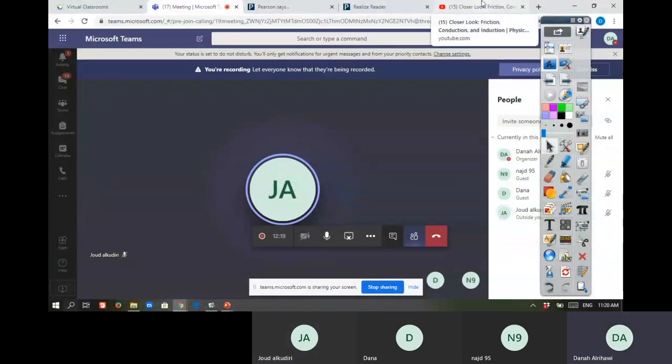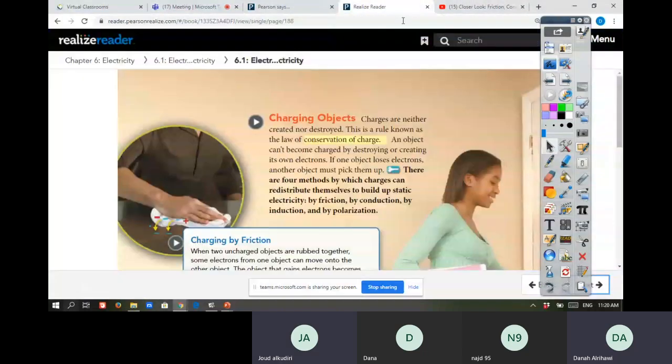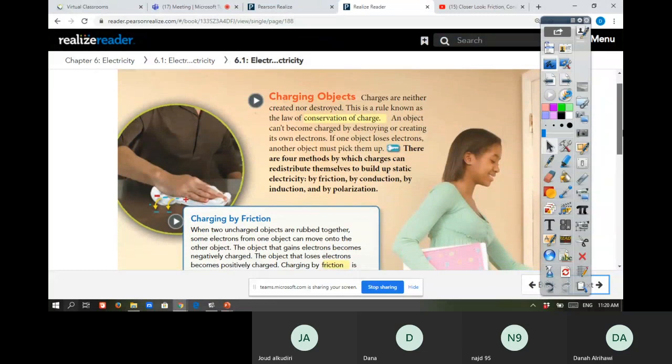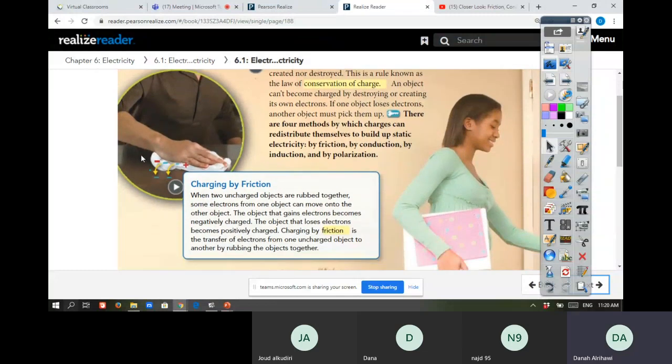As for conservation of charge, the charge is neither created nor destroyed. Conservation: if you have electric charge, it will not be destroyed or created. How come some objects become electrically charged? They have static electricity. They have 4 ways.